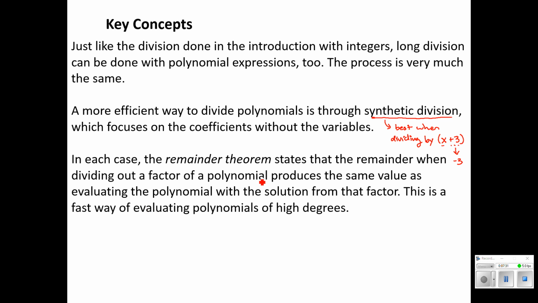Okay, so once you get a feel for the pattern of synthetic division, you'll get to see how fast this is. It makes it much easier to do work like this by hand.